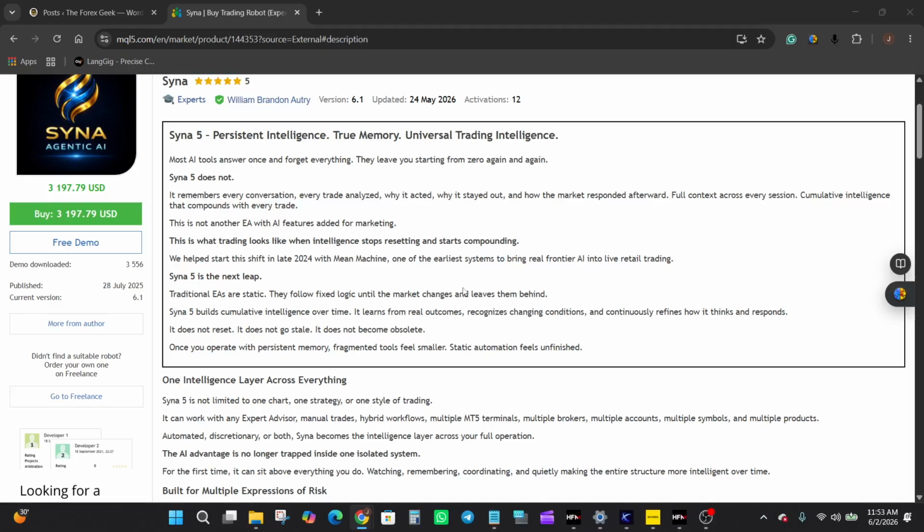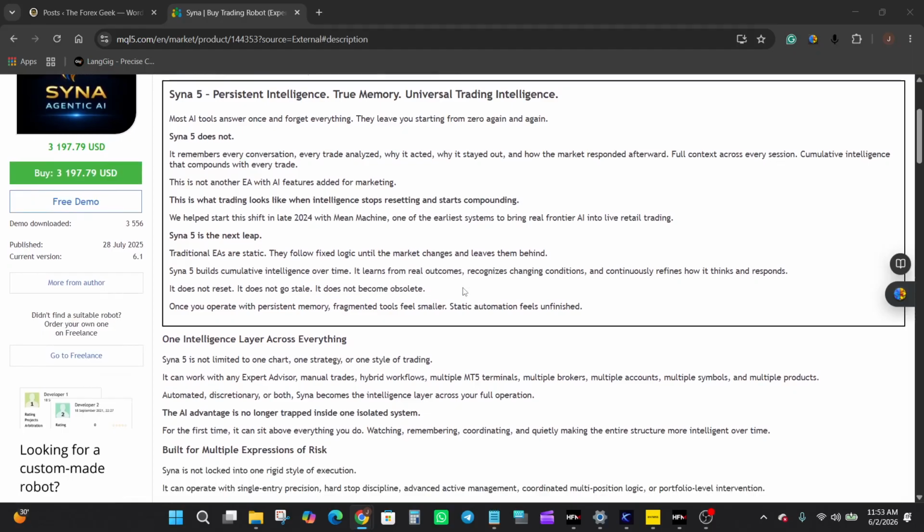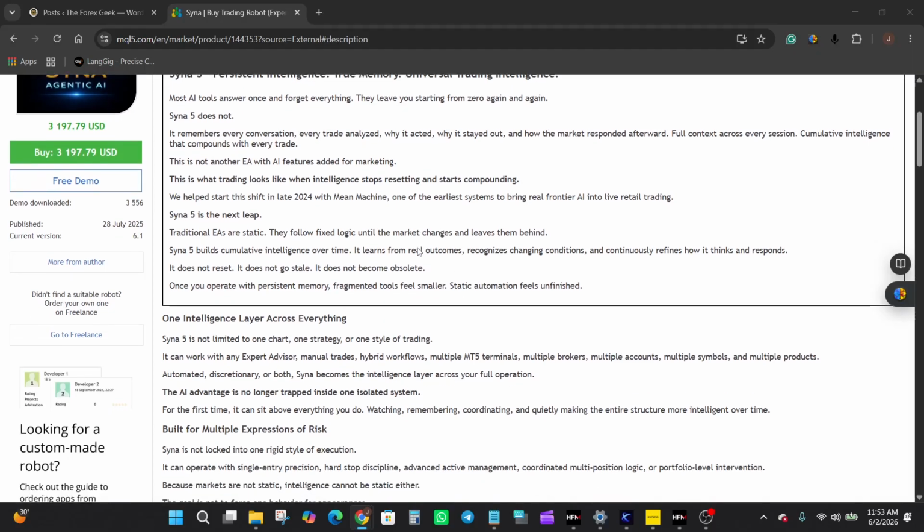So the developer also explains that Syna is not limited to one chart or one strategy. It can be used across multiple accounts, brokers, symbols, and even combined with other trading systems, acting more like an intelligence layer rather than a standalone EA.